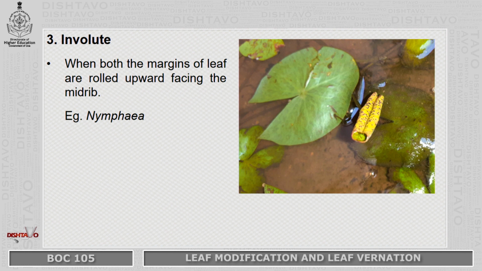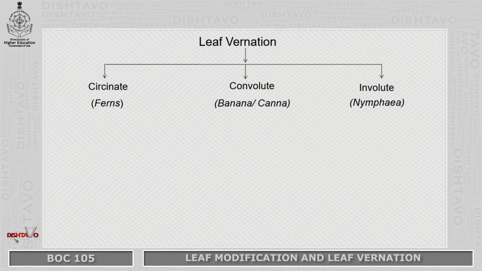So, this is the third type of vernation, and you have studied the leaf vernation types: the circinate as in the case of ferns, the convolute as in the case of banana or canna plant, and the involute as in the case of Nymphaea.